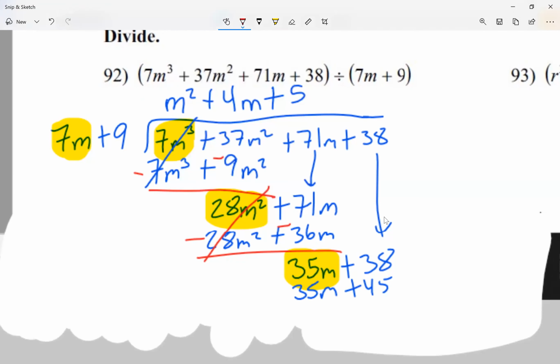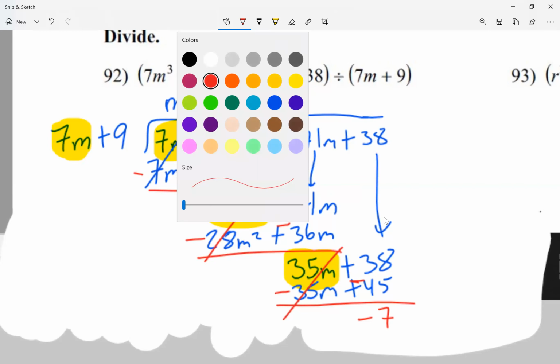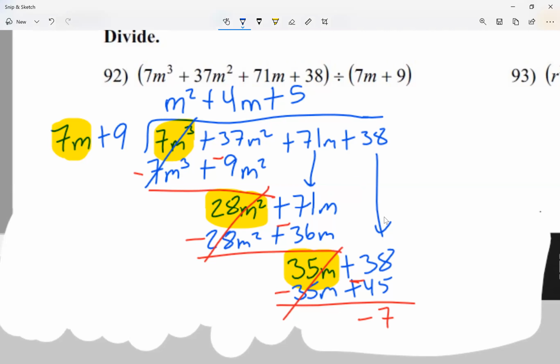Okay, so let me subtract. Change the signs of the second polynomial. 35 minus 35 goes away. 38 minus 45 is a negative 7. I don't have any more terms to bring down. So my answer does have a remainder. My remainder is going to be a negative 7.